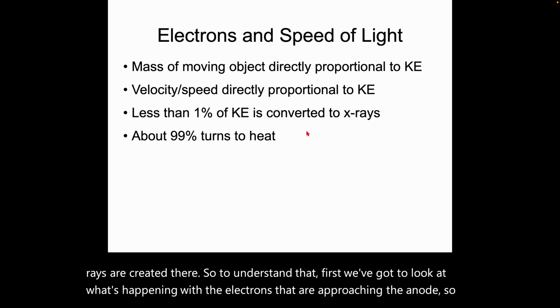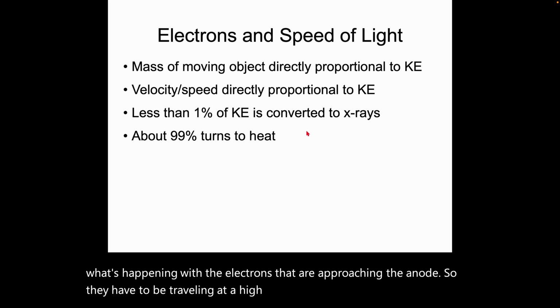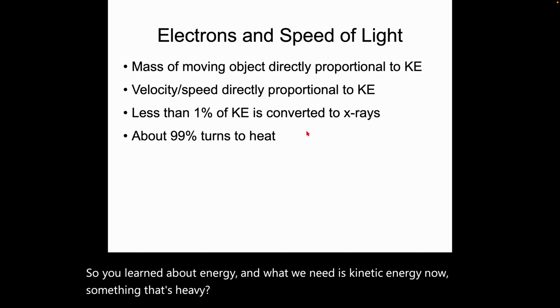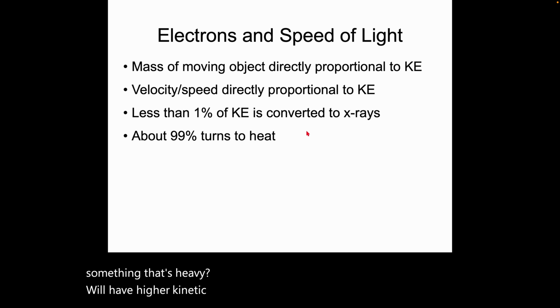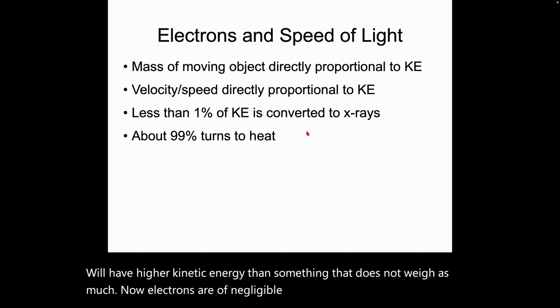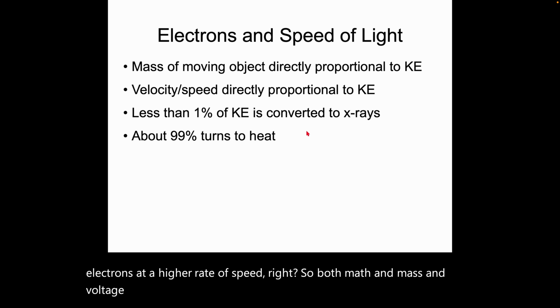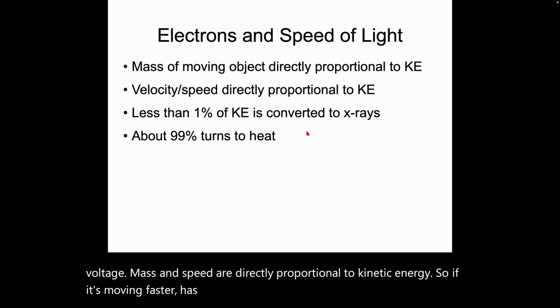They have to be traveling at a high rate of speed for us to get the diagnostic X-rays, right? So you learned about energy, and what we need is kinetic energy. Something that's heavy will have higher kinetic energy than something that does not weigh as much. Electrons are of negligible weight, so we accelerate the electrons at a higher rate of speed. So both mass and speed are directly proportional to kinetic energy. If it's moving faster, it has higher energy. So for the electrons we use kilovoltage.